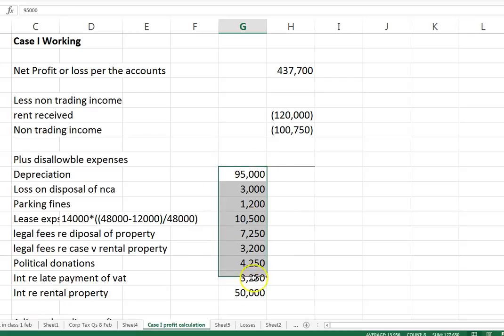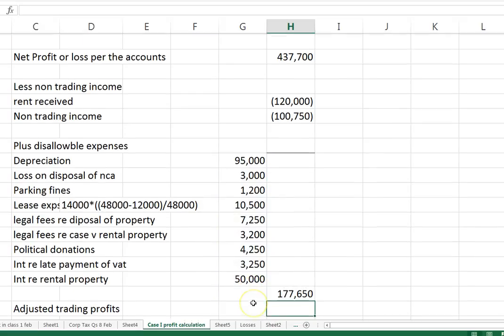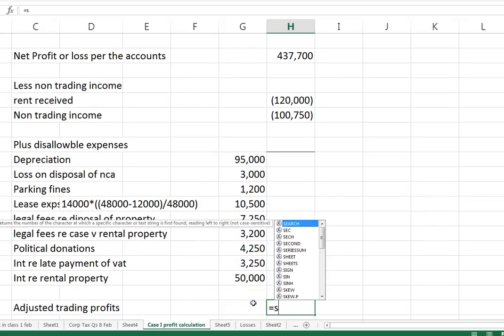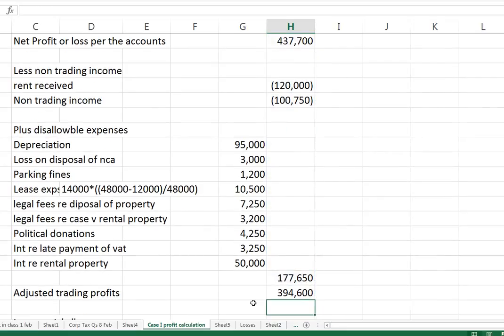And I think that's it, is it? We'll see if I've forgotten anything anyway. So they get added up, and then we just go all of that. 394,600. So that's the adjusted trading profits.